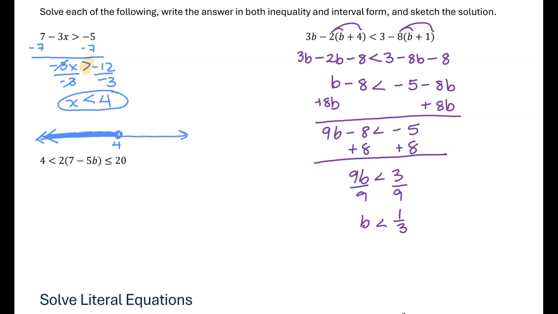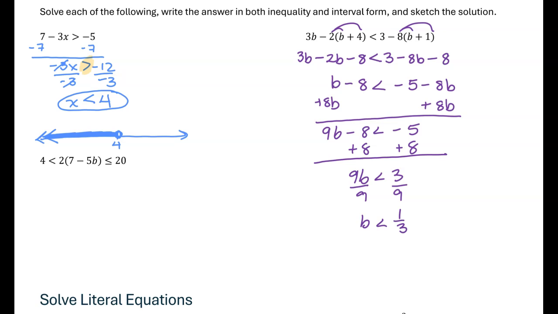Note that I never multiply or divide both sides by the same negative number. So I don't have to flip the direction at all. This one, it didn't change. If you had decided to move all of your b's to the right-hand side instead, you would have to switch the direction of your inequality because you'd have a negative number in front of your b.